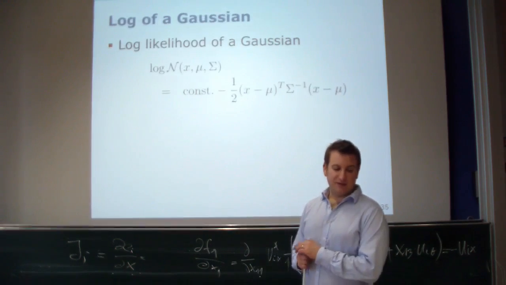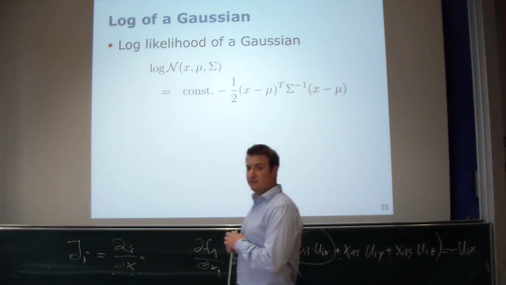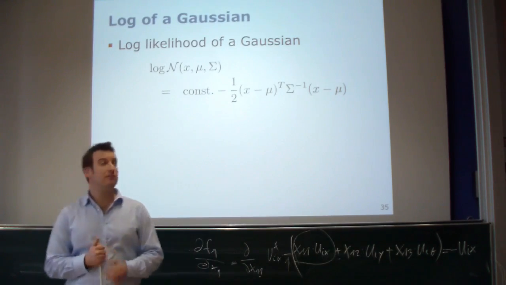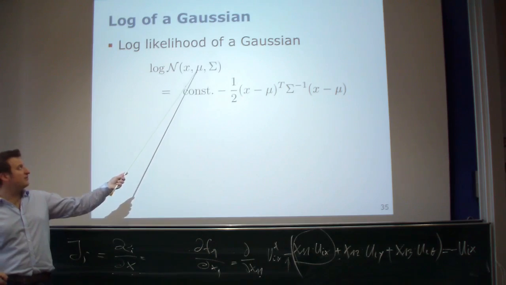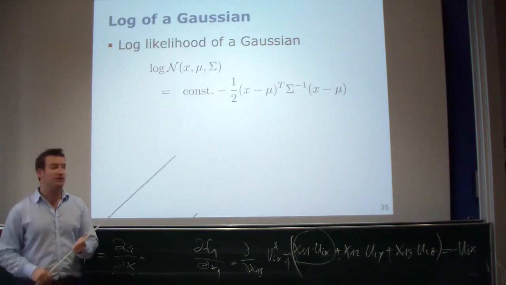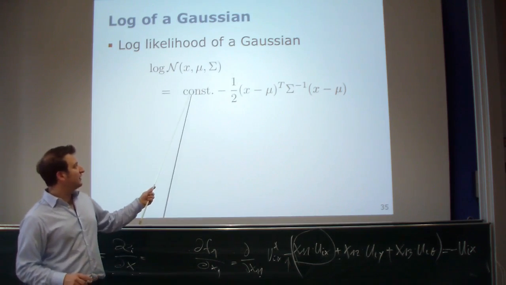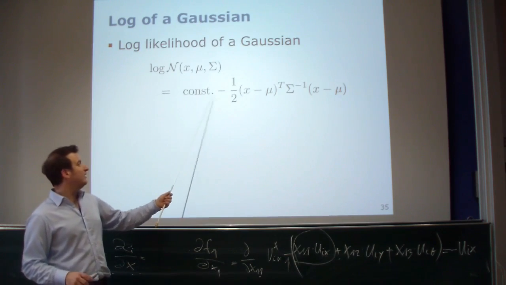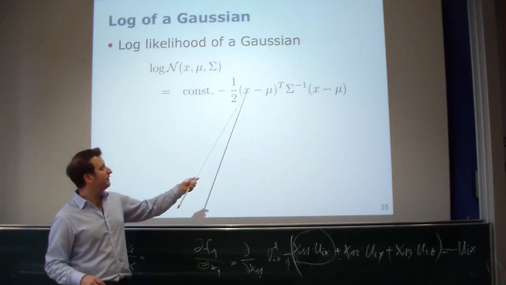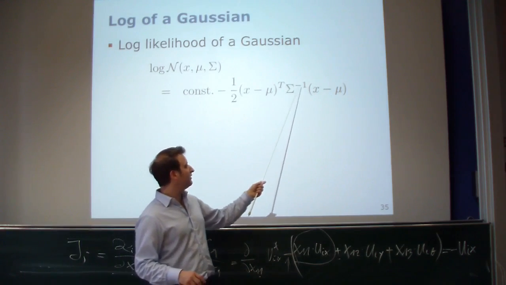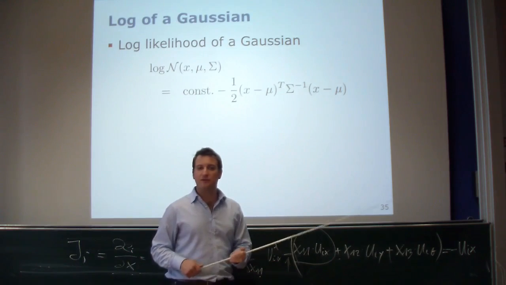Then we need to look into what it means if I take the log of a Gaussian. So if I have the Gaussian distribution, where I evaluate x with the parameters mu and sigma, this is actually a constant factor, and then just the exponent is left. So minus 0.5, (x minus mu) transpose, sigma, (x minus the mean).